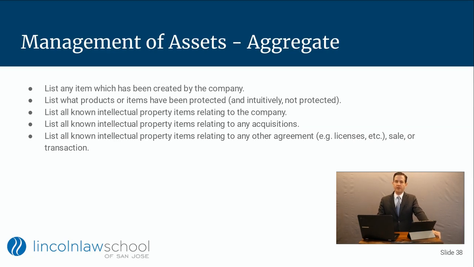Let's talk briefly about each of these categories and what you would actually do if you, in fact, were managing a company's IP. The first would be aggregate. So that's our A. Some of the things you would do here is list any item which has been created by the company, list what products or items have been protected, list all known IP items relating to the company, relating to acquisitions, and relating to other agreements.